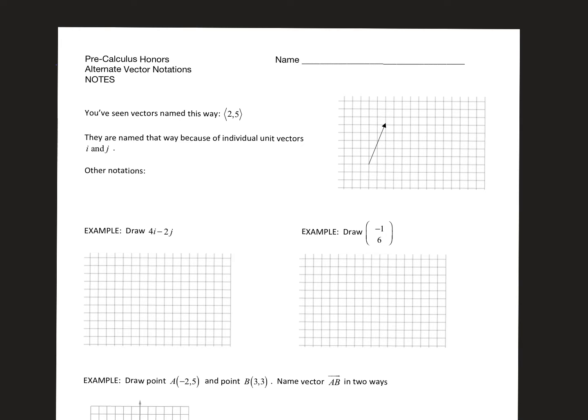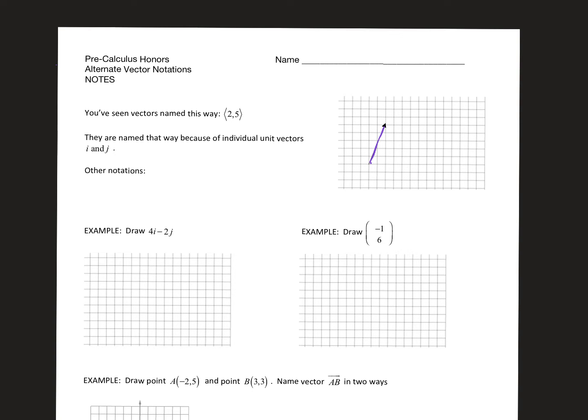Okay, so this video should be really easy. It's just different ways of writing vectors. All right, so you can see right here, I have this vector. It has a starting point, an ending point, a tail, and a head, and we can name it this way.